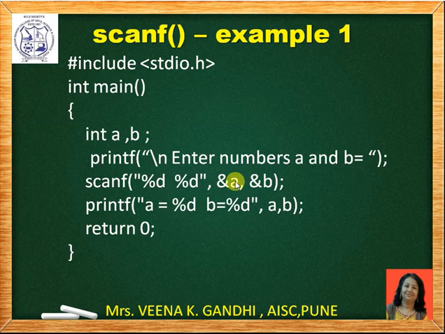%a means store that number in a variable in the specified memory location, and print the numbers a and b. So printf a equal to %d and b equal to %d. After that, a comma b means the first %d will be replaced by the value of a and the second %d will be replaced by the value of b. So you must give a % for each argument you want to print.